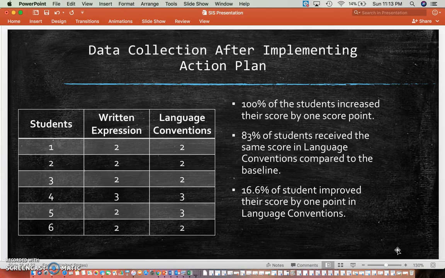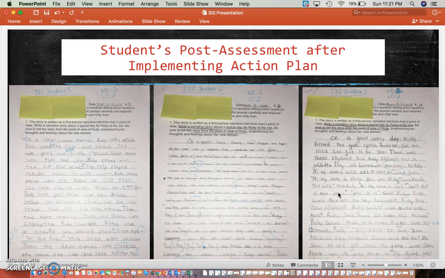This was the data that I collected after implementing the action plan. I found that 100% of the students increased their score by that 1 score point, so 100% of them met full attainment. Then we had 83% of students receiving the same score in language conventions compared to the baseline data. I said 16.6% of students improved their scores by 1 point in language conventions.